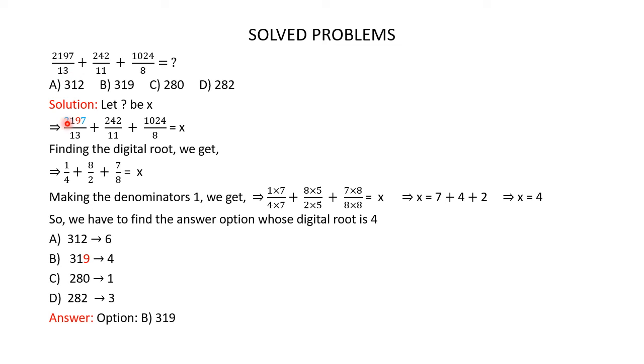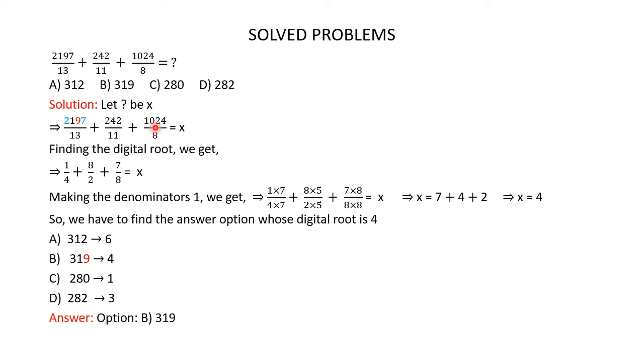So in the numerator 2197, 2 plus 7 is 9. You can ignore those two digits. You can ignore 9 also. So the digital root of the numerator here is 1. And 1 plus 3 in the denominator is 4. So 4 is the digital root of the denominator here. 2 plus 4 plus 2 is 8. So 8 is the digital root of the numerator here. 1 plus 1 is 2. So 2 is the digital root of the denominator here.